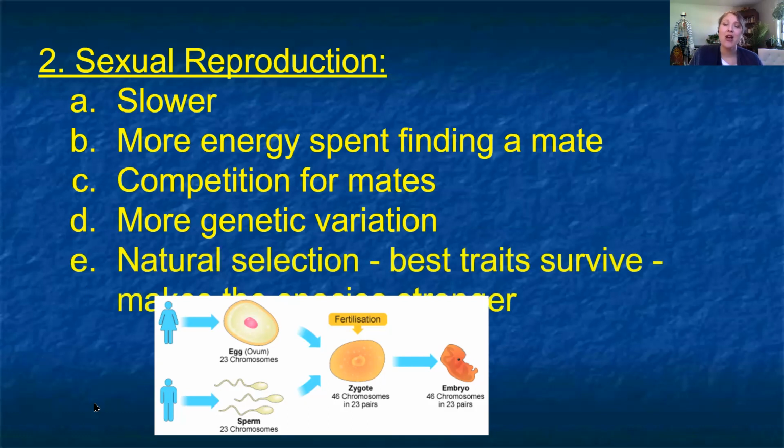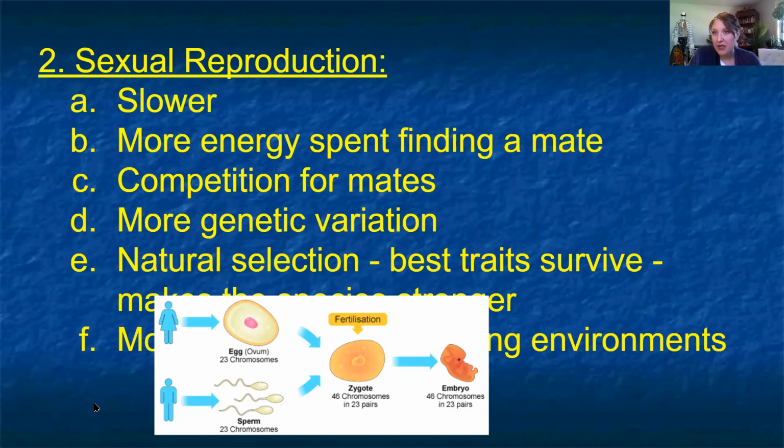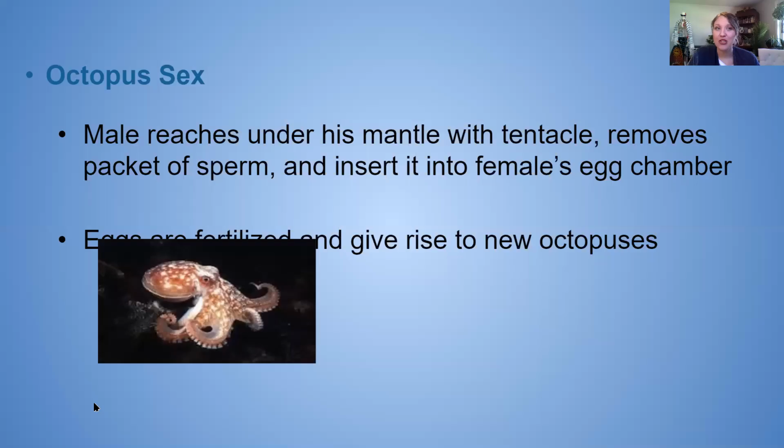And because of that, we're going to increase our ability for natural selection, meaning that the best traits are going to survive. Sorry, that's cut off a little bit there, but it's going to make the species stronger. And that means also that any individual or any species that goes through sexual reproduction is going to be able to adapt more quickly to a changing environment. So it's going to make them hardier whenever that environment changes.